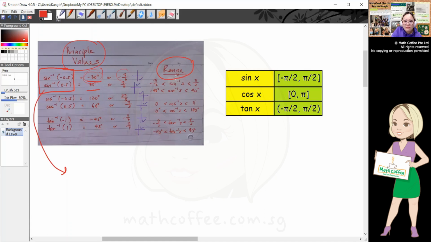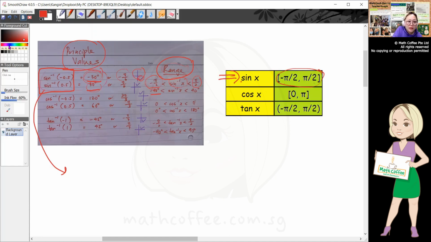And that's why the sine inverse range is from minus pi over 2. Take a look at this one. Negative 30 is in the fourth quadrant, so the furthest you can go is negative pi over 2 or negative 90 degree. Correct? Then this one is in the first quadrant, and the furthest you can go is up to 90 degree. And that's why the range of sine inverse x is between minus pi over 2 and pi over 2. That is the reasoning behind it.